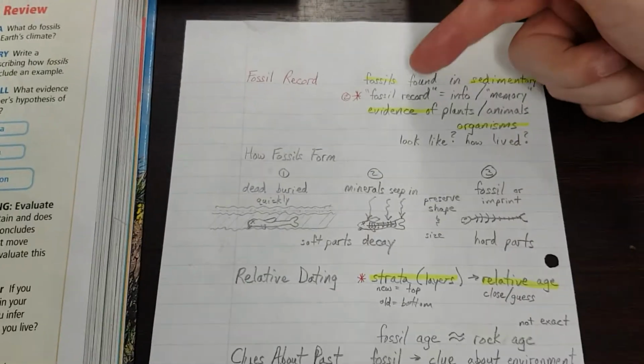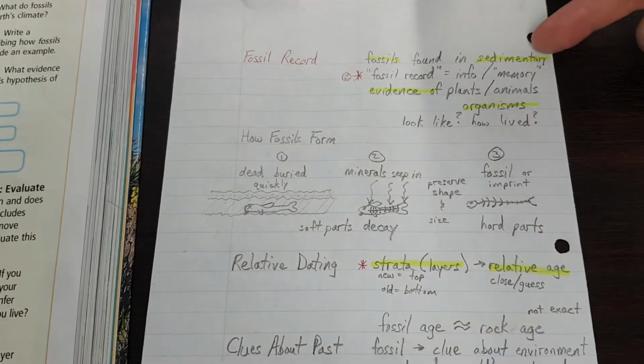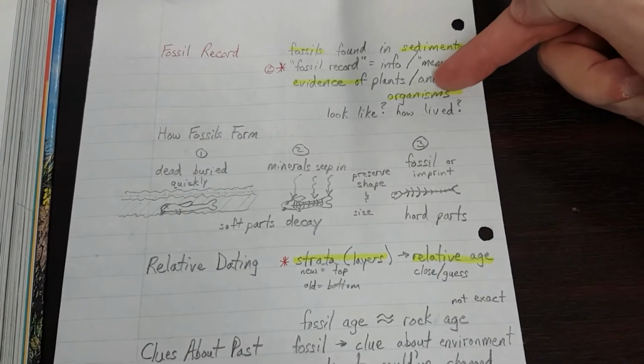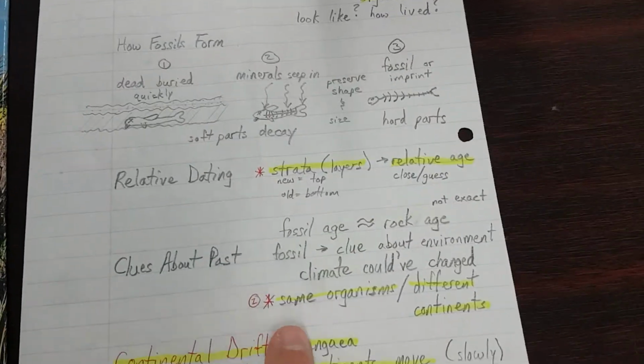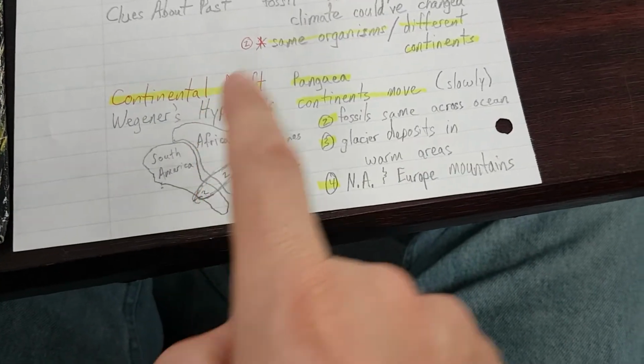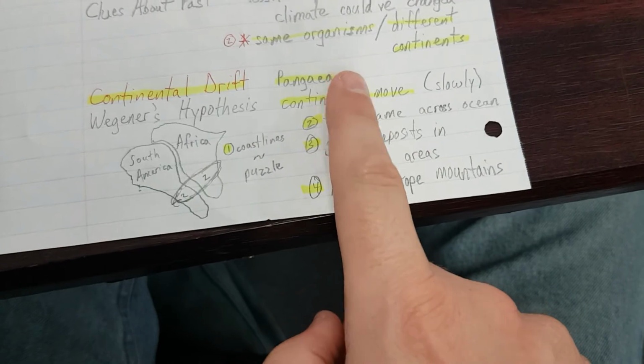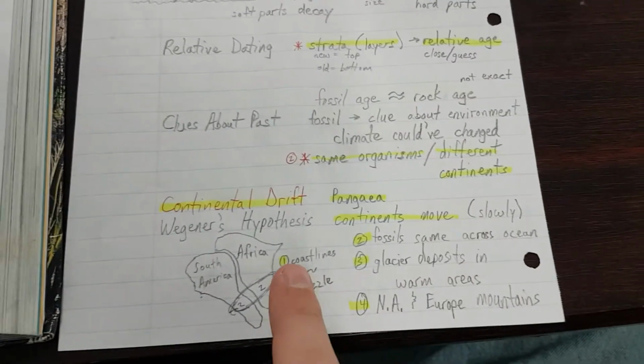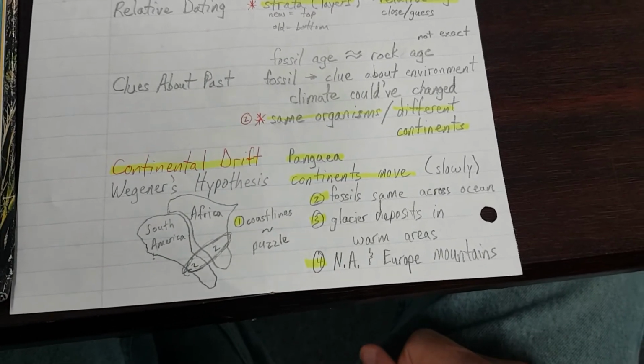Then we know that fossils in sedimentary rock being evidence of organisms goes along with those organisms being found on different continents. And then that transitions into continental drift. It used to be Pangaea with a big giant landmass of all the continents, but the continents slowly moved apart, and we have several pieces of evidence to make us believe that.